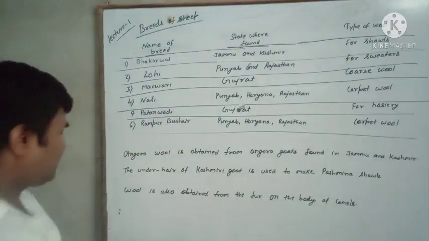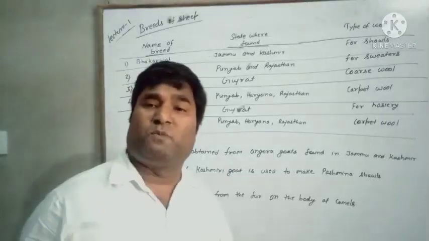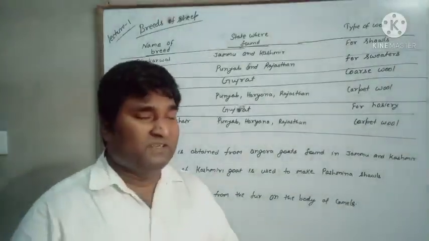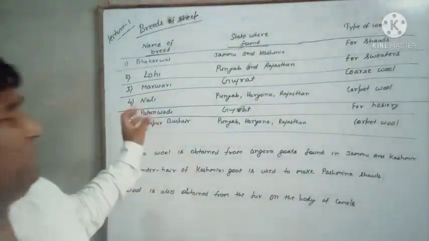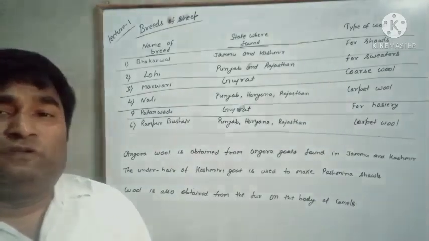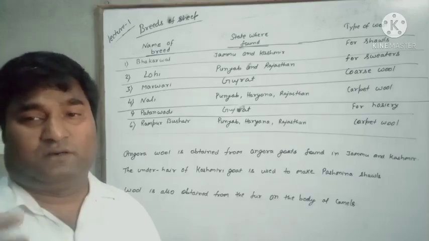And one last point I have told you, wool is also obtained from the fur of the body of the camel. So these are the different types of breeds or different types of animals from which we get wool. In the next video we will see how we obtain wool.